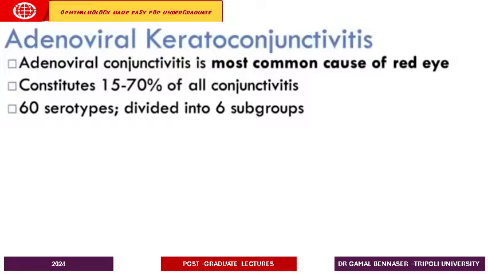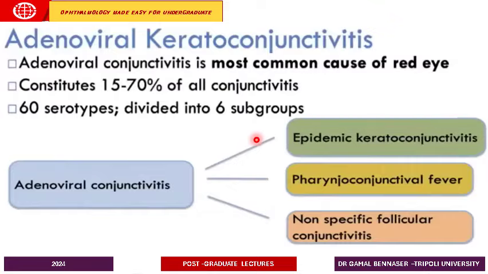And it constitutes between 15 to 70% of all conjunctivitis, and there are 60 serotypes divided into six subgroups. And the adenovirus can cause conjunctivitis along with keratitis in the form of epidemic keratoconjunctivitis, or it can purely cause conjunctivitis as pharyngoconjunctival fever in children or non-specific follicular conjunctivitis.